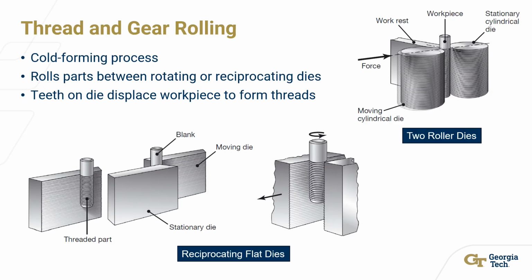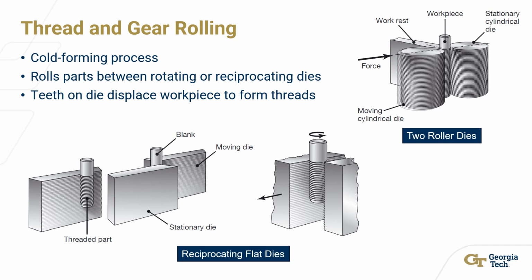The first technique that I have selected is thread and gear rolling, a cold forming process that forms threads on round parts, such as a rod or wire, by passing them between reciprocating or rotating dies. The teeth on the die press against the surface of the workpiece and displace the metal to form the threads. Spur and helical gears can be produced by processes similar to thread rolling.